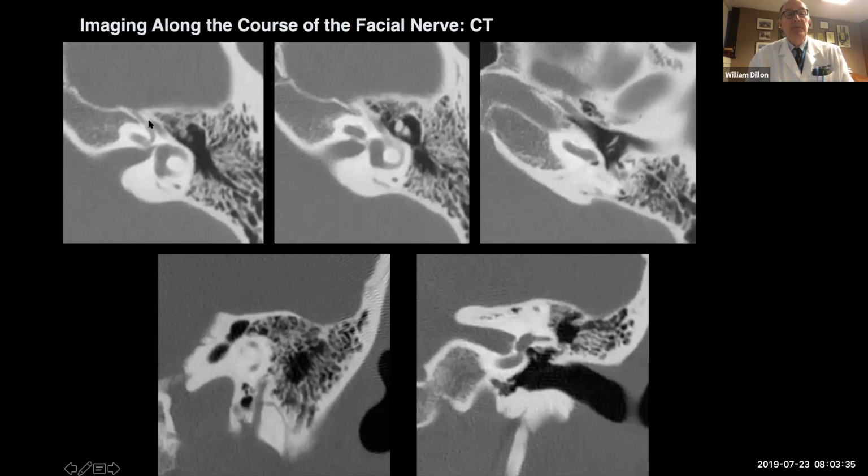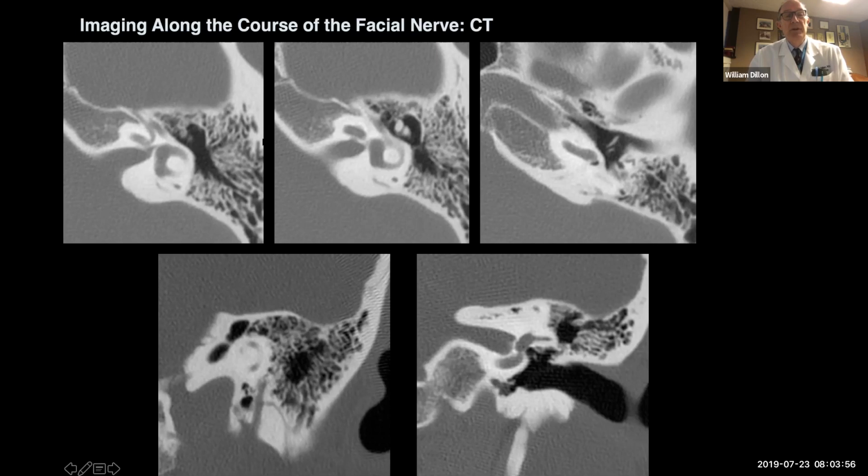Here's the course of the facial nerve on CT. We're looking at cross-sectional CT anatomy here. This is the internal auditory canal. This is the vestibule and a little bit of the cochlea. And above the cochlea, you see this little canal. This is the anterior genu of the facial nerve giving off the superficial petrosal nerve.